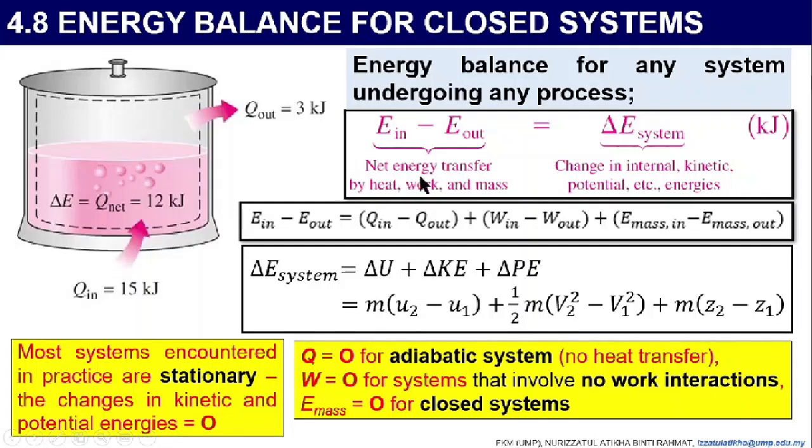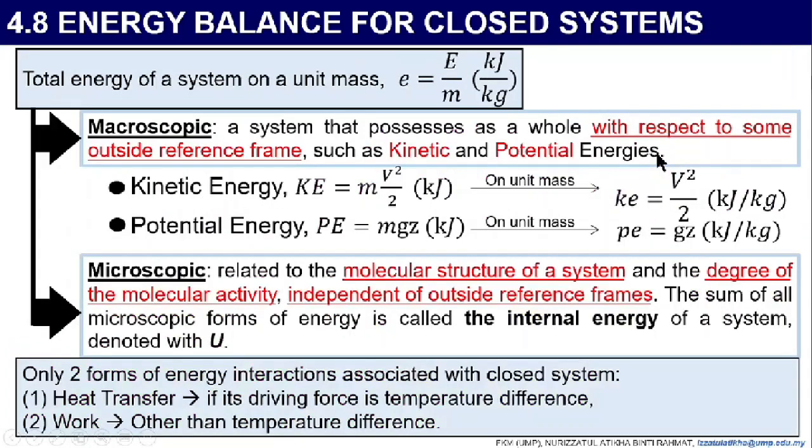Net energy transfer by heat, work, and mass. We learned that energy transfer for a closed system only happens between heat and also work. So the driving force for heat is temperature difference, and for work is other than temperature difference. And then equal to delta E system, change in internal, kinetic, potential energies. So we already know, as I just explained, in the energy balance equation, it is associated with kinetic energy, potential energy, and also internal energy.